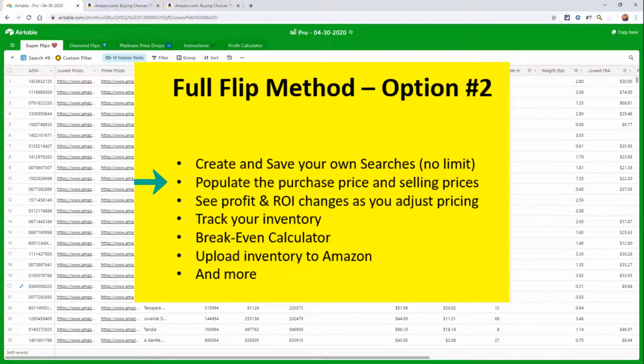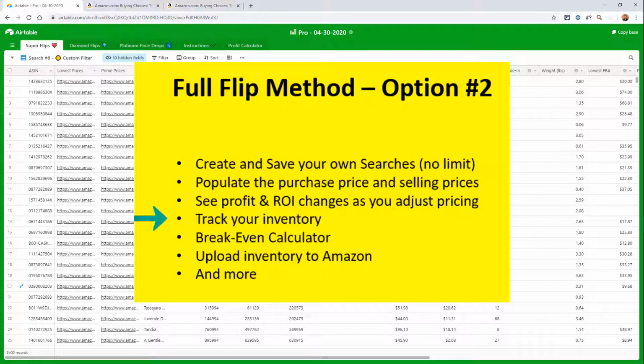Next, you'll be able to populate the purchase price and selling prices of the books that you've purchased or that you're looking to purchase, and that will in turn automatically populate the profit and ROI as you adjust your pricing. The other thing is you can put in Prep Center fees, and those can be accounted for as well. So you've really got the profit and ROI covered, and you will not need to use the Amazon profit calculator as I demonstrated in this video.